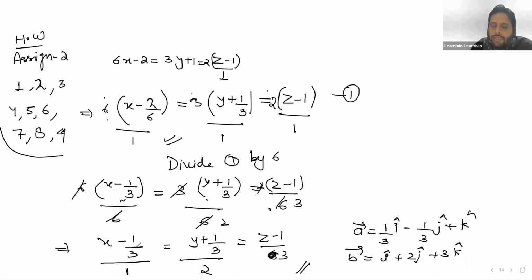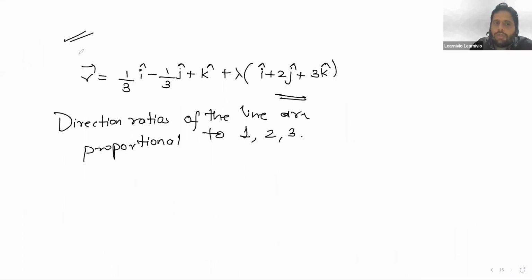Okay, great. Now we will convert this into the vector form. What is A? A is this one: change the sign, 1 by 3 i cap minus 1 by 3 j cap and k cap. So this is A, and 1, 2, 3 are B, so we get this vector form. Now B is a vector which is parallel to your line. We need to find the direction ratios of the line. Always remember, if two lines are parallel, then their direction ratios are proportional. So vector B has the direction ratios 1, 2, 3, so the direction ratios of the line are proportional to 1, 2, 3.